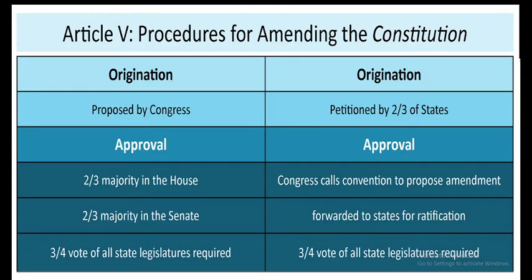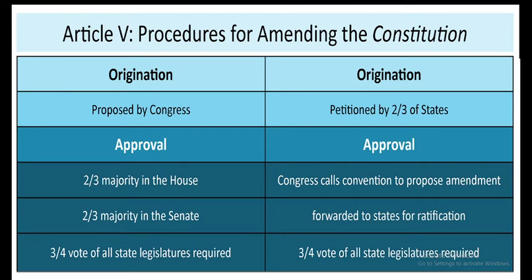Here we can see procedures for amending the Constitution. Now, there are two ways of amending the Constitution. In the left column, we see that if a Constitution is to be approved for amendment, first it has to be passed in both houses of the Congress, that is the House of Representatives and the Senate. Then after it is passed by a 2/3 majority in both houses, it should be sent to the states for ratification. And among the 50 states, at least 3/4 of the states should ratify it.